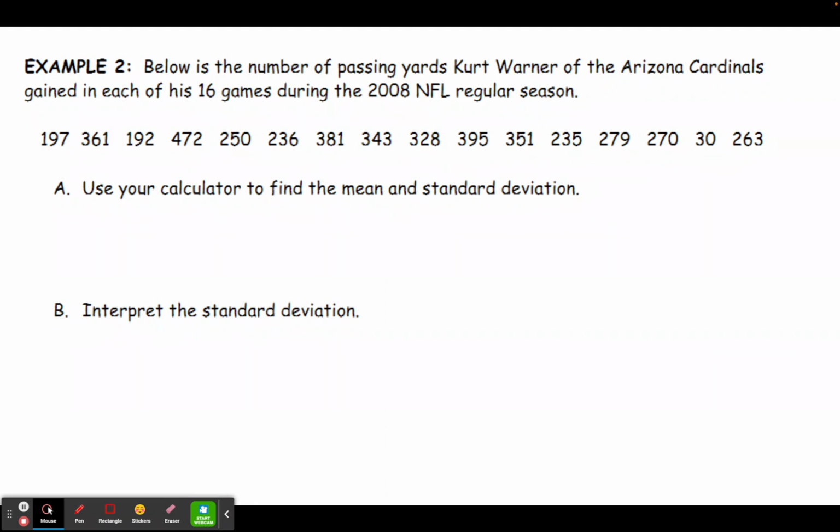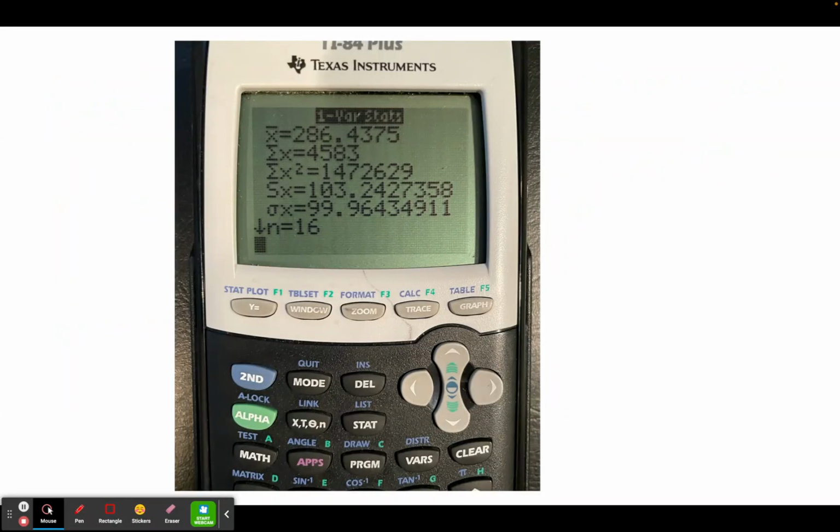Now, what I would do is I would put those 16 games into list one in my calculator and then use the one variable stats function to do the mean. And you already are familiar with how to do that. This is what your calculator display will look like when you do the one variable stats function. So you'll notice X bar at the top is your mean, right? We've used that in the past. We know that if we scroll down, we could see the median and Q1 and Q3 and so on.